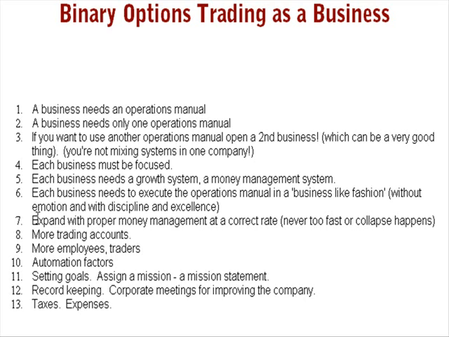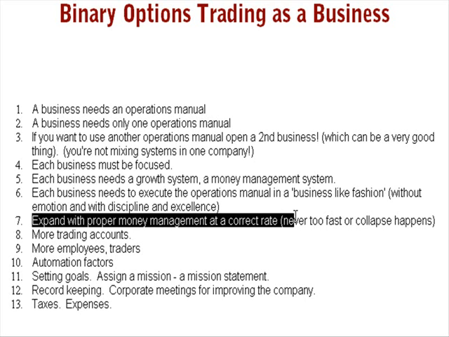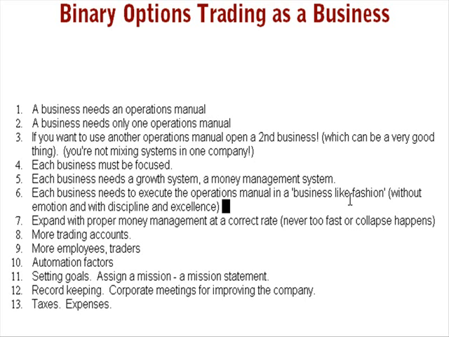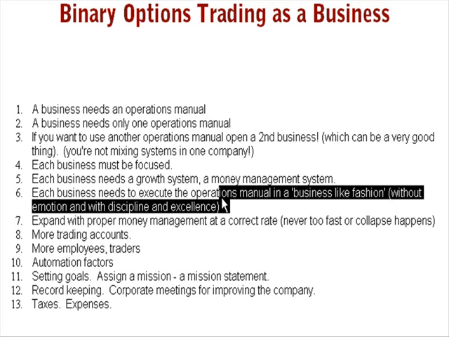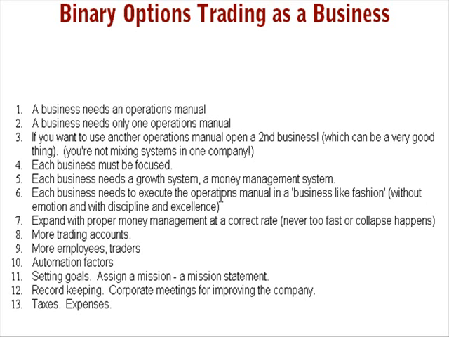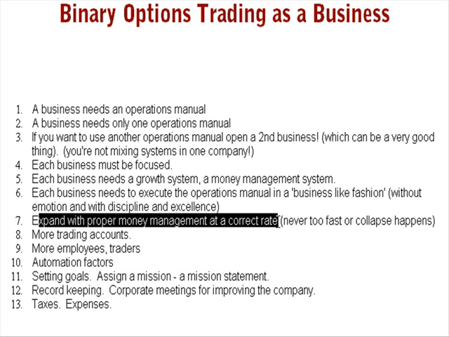Okay, to expand. With the good money management system, it'll take care of your growth at the proper rate. You never want to expand too fast. What happens when businesses expand too fast? The whole thing collapses, and even though they had so much success before, they expanded too fast, they can go bankrupt. Yes, it's crazy how it works.